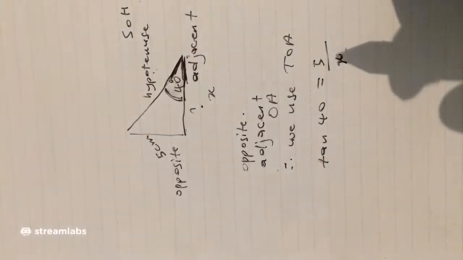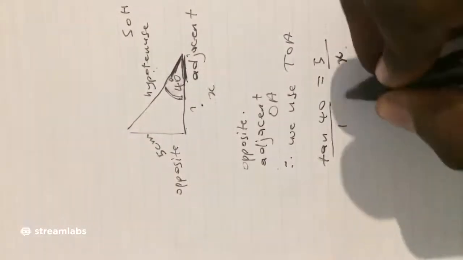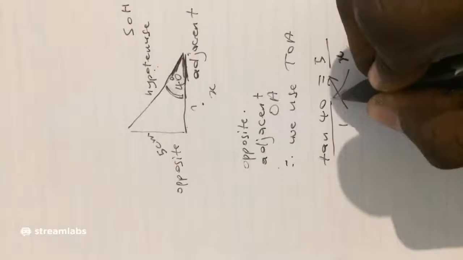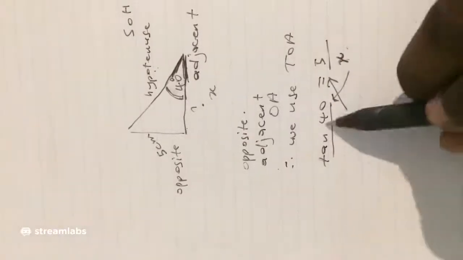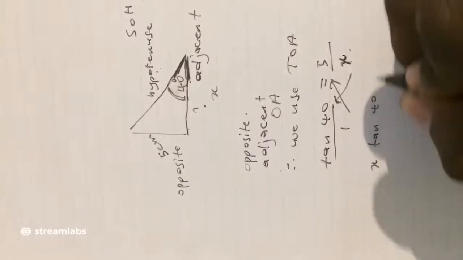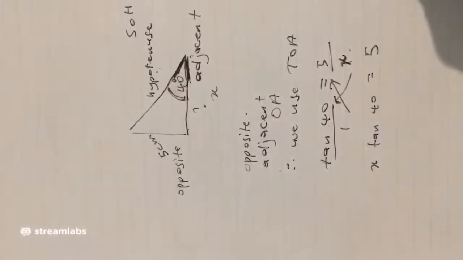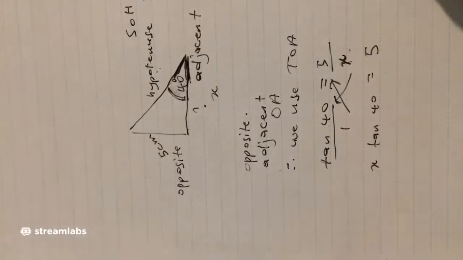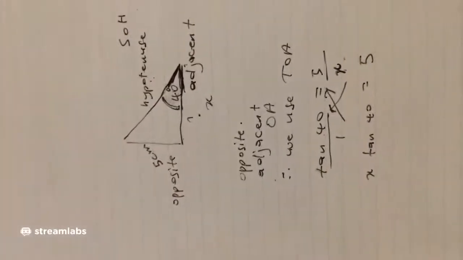We can find x by doing cross multiplication. This is how I normally do cross multiplication. So x times tan 40 is equal to 5. And then to find tan 40, I'm going to use my calculator.